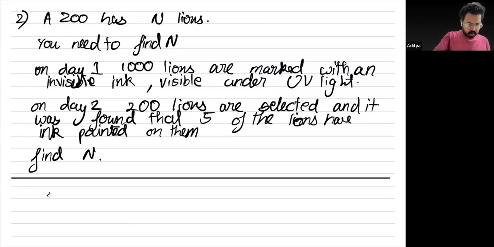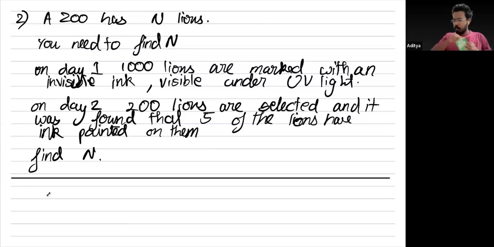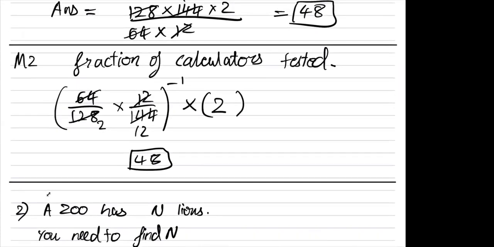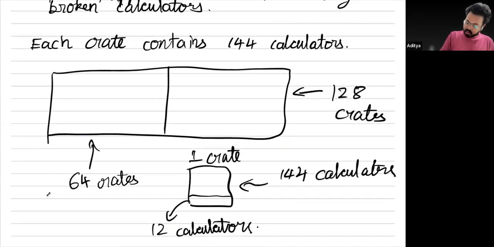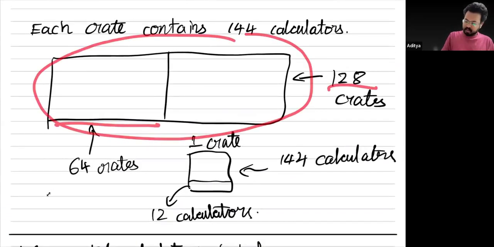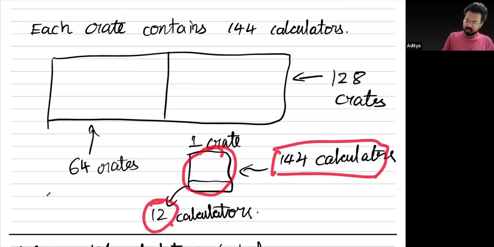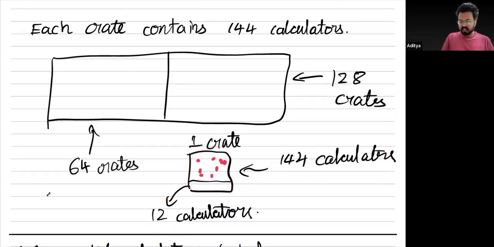Sir, in the previous question, method 2, why did you do 12 by 144? Because it was given that you have a total of 128 crates, so half of them you are testing. Out of the half of them, for each crate you are just checking 12 calculators out of 144 packed inside the crate. You don't want to go over the entire load of removing each calculator and checking. So you are checking only 1/12 of it.